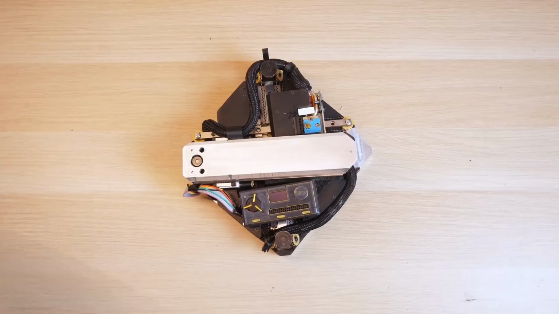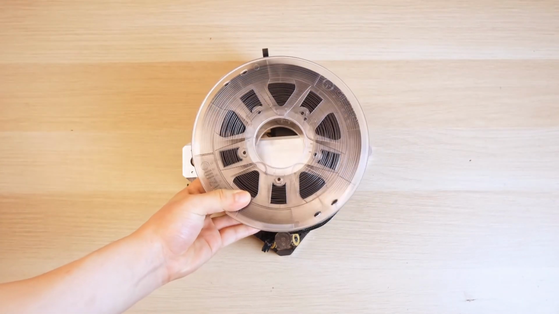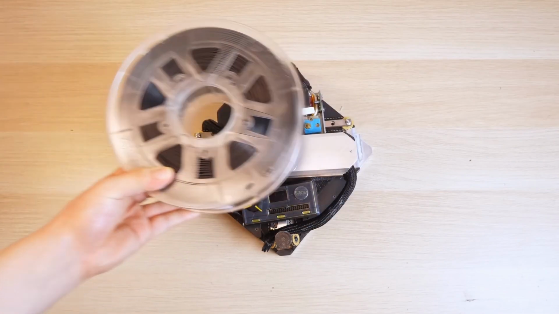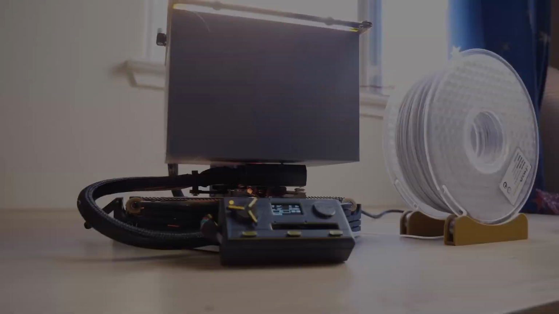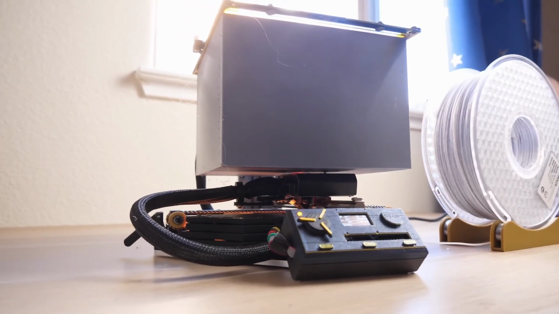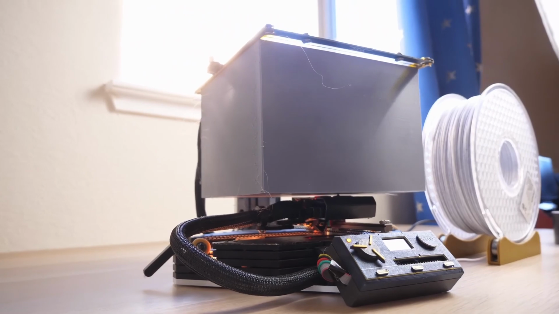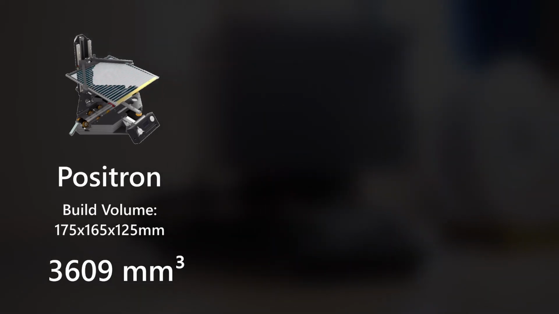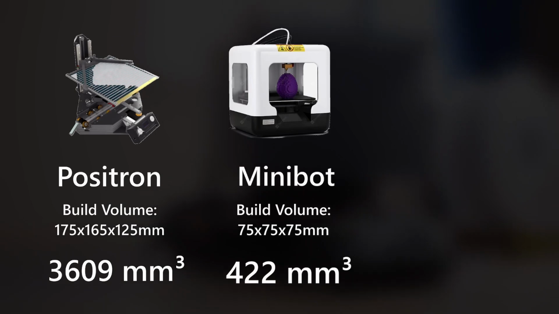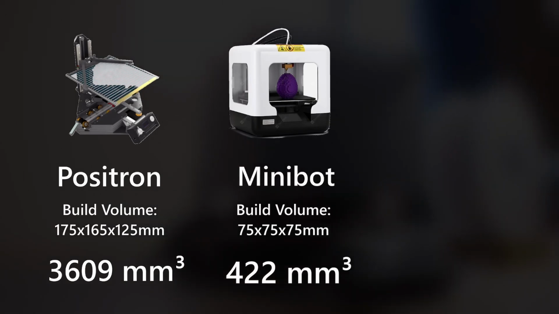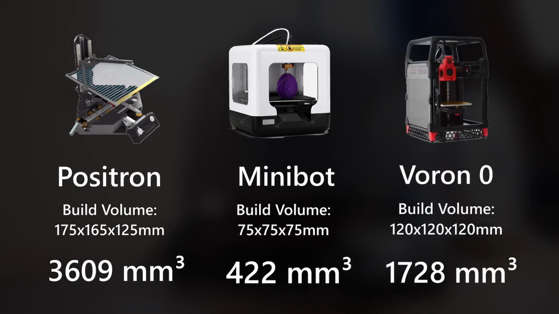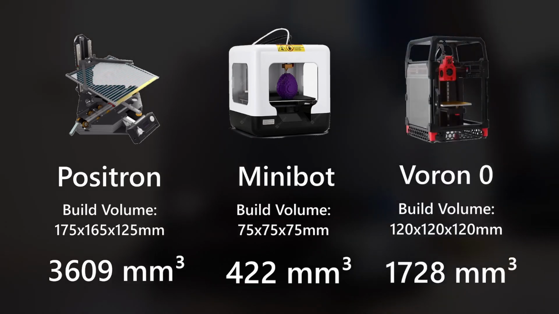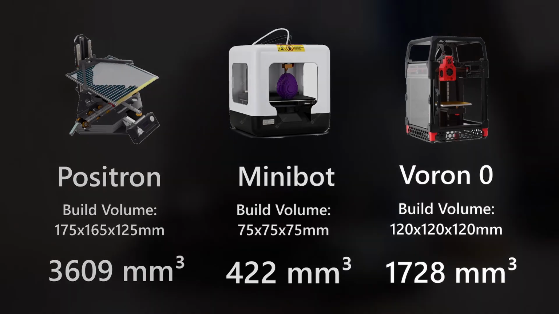You might be thinking, a foldable 3D printer the size of the filament box must have abysmal print volume, right? Well, the Positron actually has a massive build volume compared to its footprint. And compared to two other printers with a similar footprint, the Positron has 8 times the build volume of the Fulcrum Minibot, and double that of the Voron V0. In fact, Positron's build volume is large enough to print almost any 3D print I have ever designed.